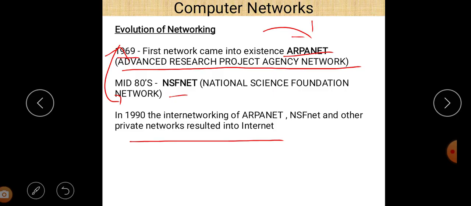Okay, so the first computer network is ARPANET, Advanced Research Project Agency Network, and this provides the base for the internet in 1990. On the basis of the ARPANET and NSFNet, the internet was introduced in 1990. That is a very important question. Always remember the full form of ARPANET, Advanced Research Project Agency Network, and the year also, 1969.